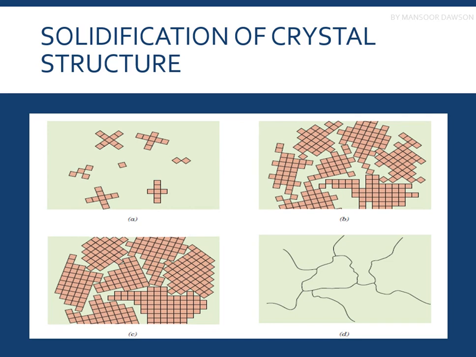In part C, you can see that the growing is being further carried out while reducing the temperature, and in part D, it is now completely solidified, and there are some grains that are formed due to the solidification. So this is a solidification pattern. We'll be discussing more about grains in the next slides.